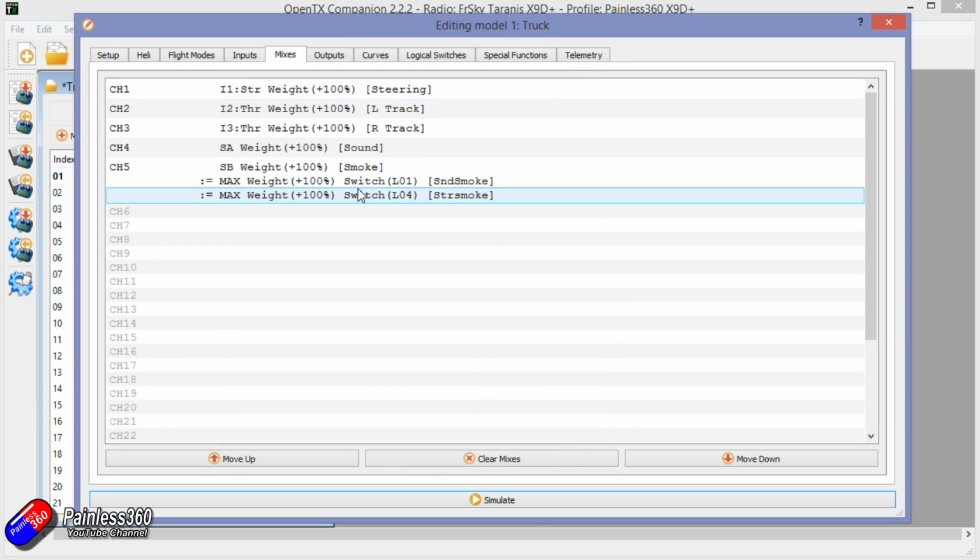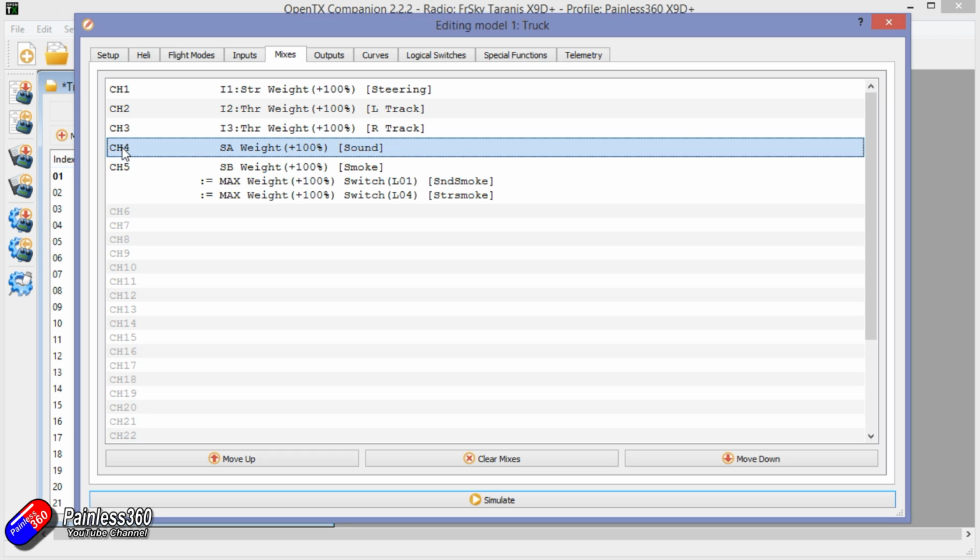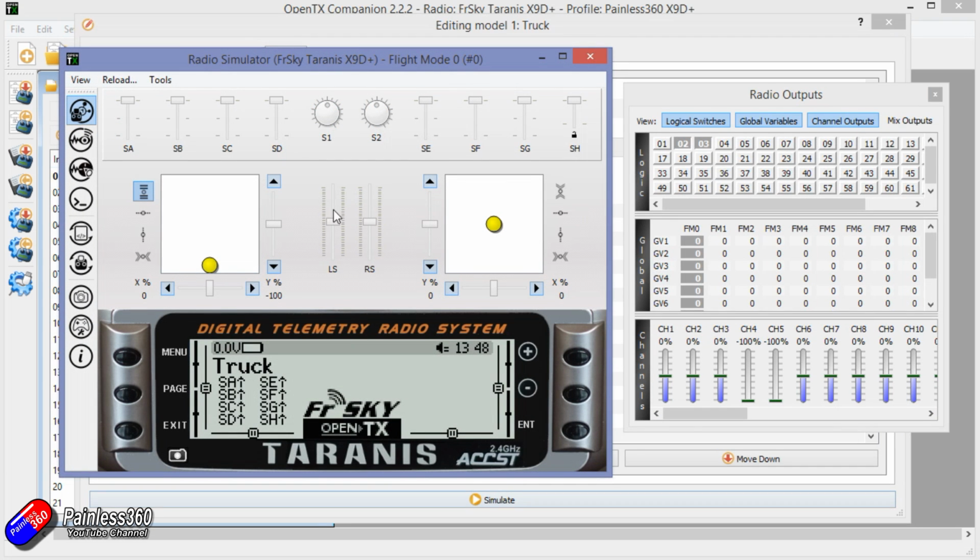Now the next thing that he was after, of course, is being able to enable the smoke for 6 seconds when he turns on channel 4, which is the connection for the sounder unit. So let me just show you how that works. So watch over here. Channel 4 is connected to the thing that's going to make the engine noise. Channel 5 is connected to the smoker.